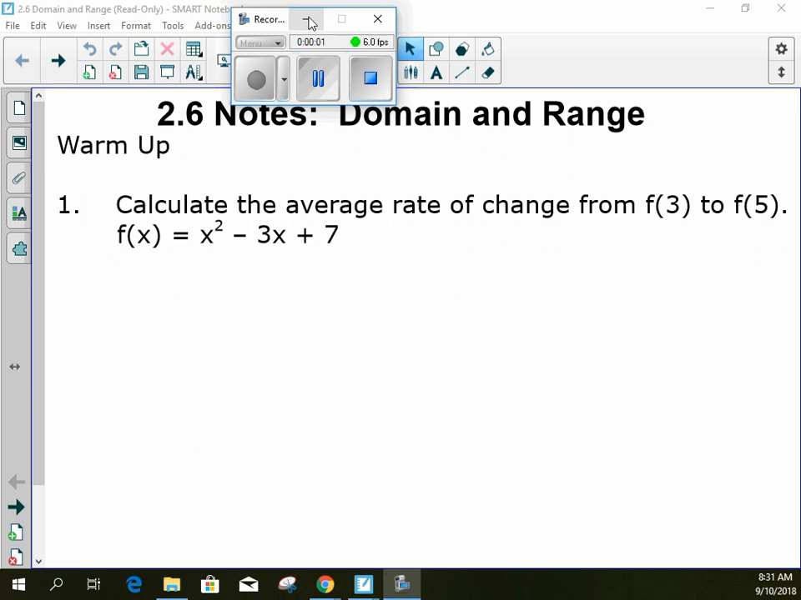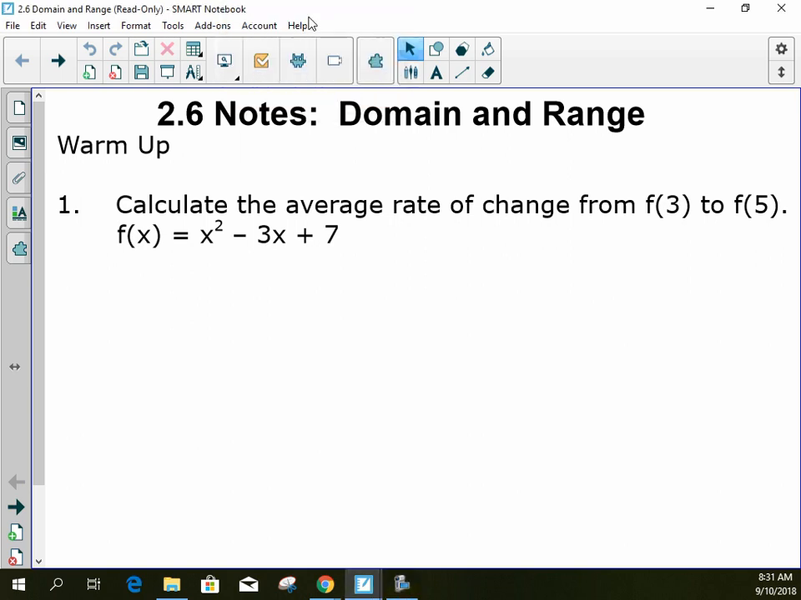Okay, this is 2.6, domain and range. Now, we are going over the warm-up. I need to calculate the rate of change from f of 3 to f of 5. F of 3 is which value, kids? 1, 2, 3. That's the biggest thing you have to memorize about this. This is your x value. This is your x value, okay?